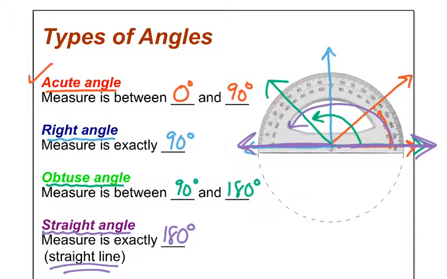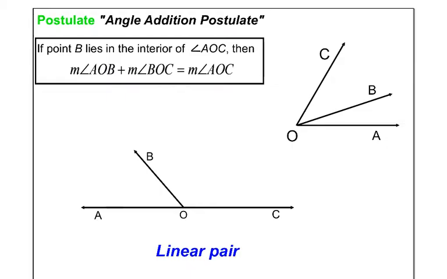Acute is between 0 and 90. A right angle is exactly 90. Obtuse is between 90 and 180. And a straight angle or a straight line is exactly 180 degrees. Great. But now, what can we do to sort of add and put together angles?